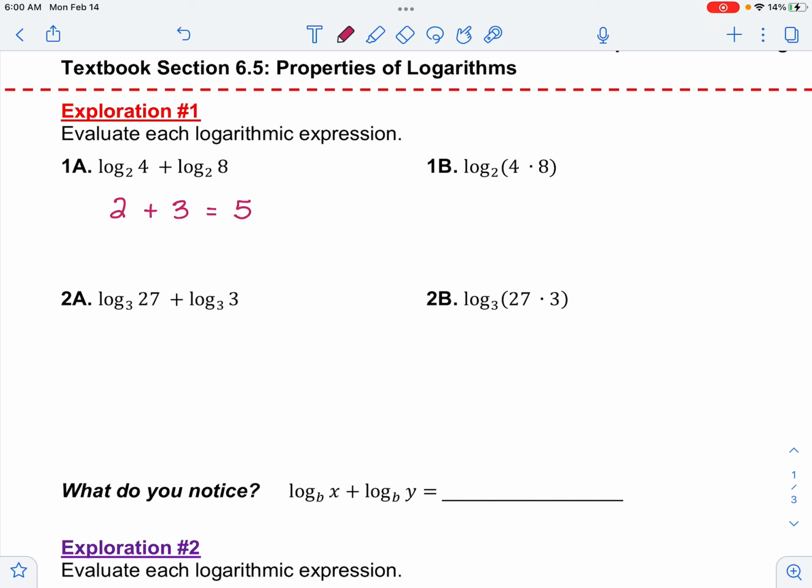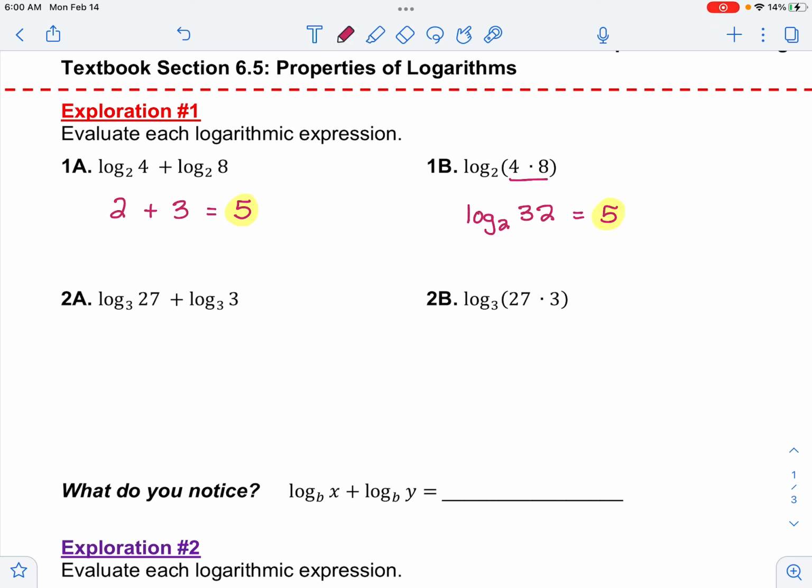Then we're going to come over to B and do the same thing. We're going to evaluate this log using mental math. This time we can multiply the numbers in the argument to get log base 2 of 32. Then, 2 to what power is 32? This log is going to equal 5. I want you to notice that these two answers are the same.